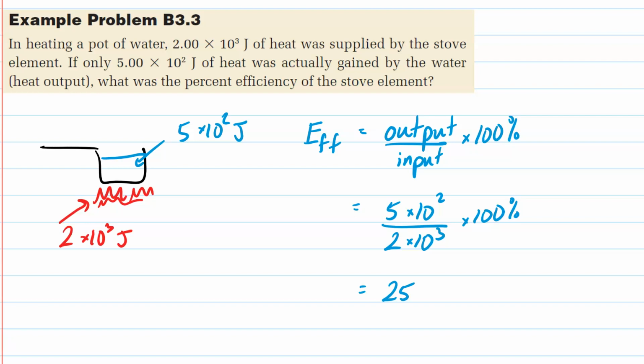but we have 3 significant digits in our data, so we should write this as 25.0% efficiency. All right, that's it for physics.